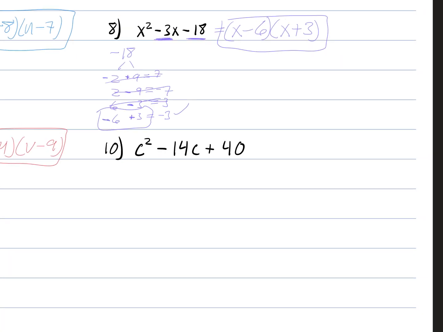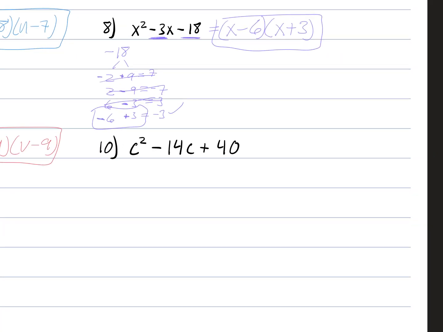And then last one on this page, I'm looking for factors of 40 that add to negative 14. Positive 40 needs to add to a negative number, so I'm going to look for two negatives. The one that stands out to me is going to be negative 4 and negative 10. If I combine these, I do get negative 14. So this is going to factor as c minus 4 and c minus 10.